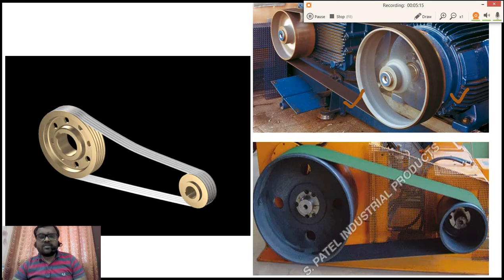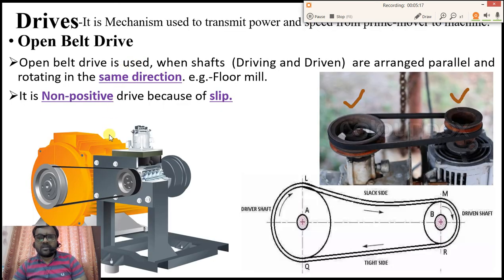So first open belt drive is there, it's over. Open belt means both input and output or driving and driven pulley rotates in same direction, then it is called as a open belt drive. Now you have seen this nomenclature. This is a driver pulley, this is a driven pulley. So belt, the two sides are there.